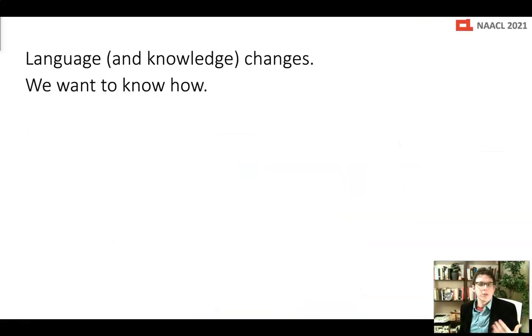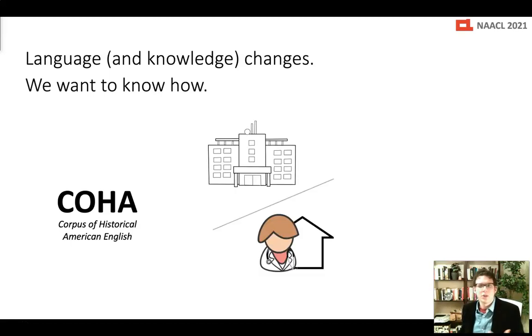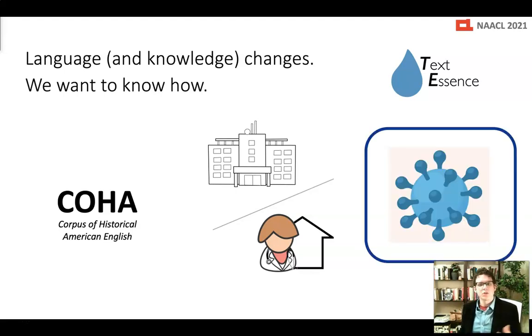Now, we know that language changes in lots of different ways, and that can be change over time, like in the corpus of Historical American English, or COHA, or differences between settings, like medical language in hospitals versus community care. So TextEssence is a toolkit and a workflow that lets you analyze what that change looks like using word and concept embeddings. In this talk, I'll be using a case study of how research literature related to COVID-19 has evolved over time to show how TextEssence works in practice.